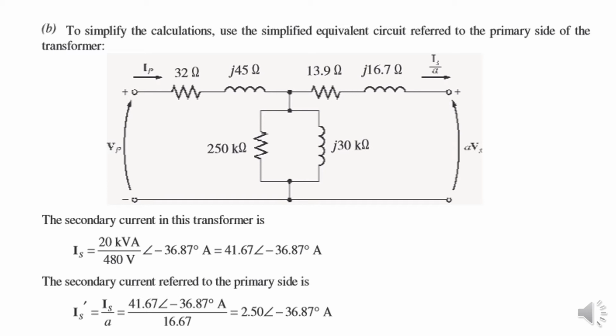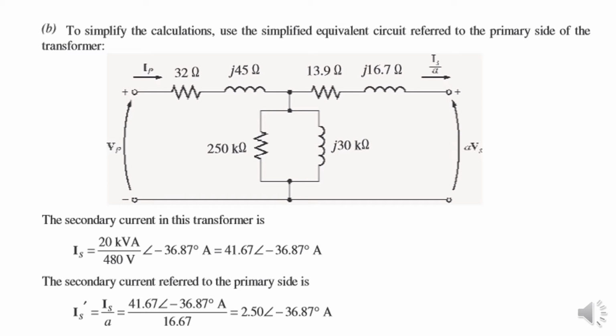So cos inverse 0.8 is equal to 36.87 degrees. If you can remember, at first I showed you that the rated condition of this transformer is 20 kVA. 20 kVA is the apparent power, which is Vs multiplied by Is. So if I divide 20 kVA by the Vs value, which is 480 volts, I am getting the magnitude of the current Is as 41.67, and it is lagging 36.87 degrees. Therefore, the angle of Is is minus 36.87.